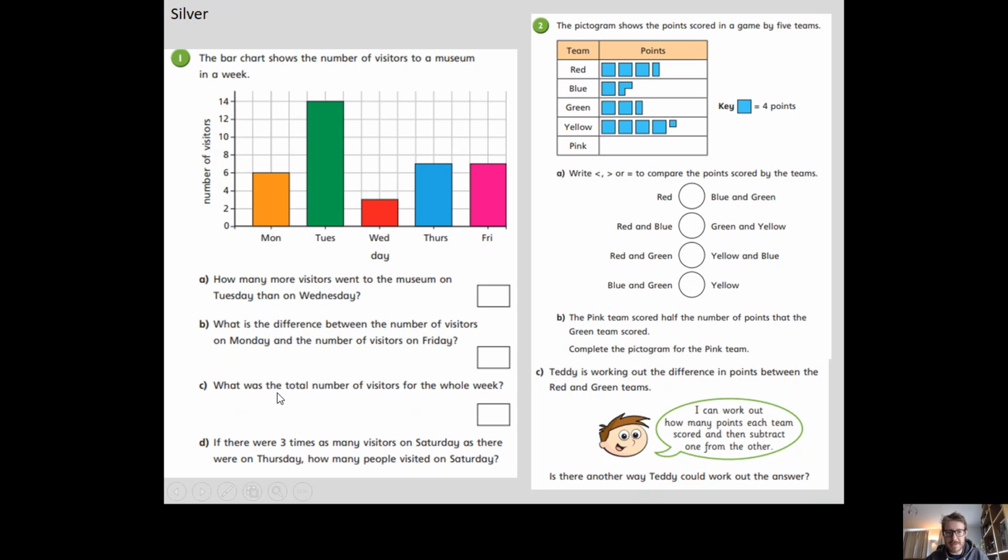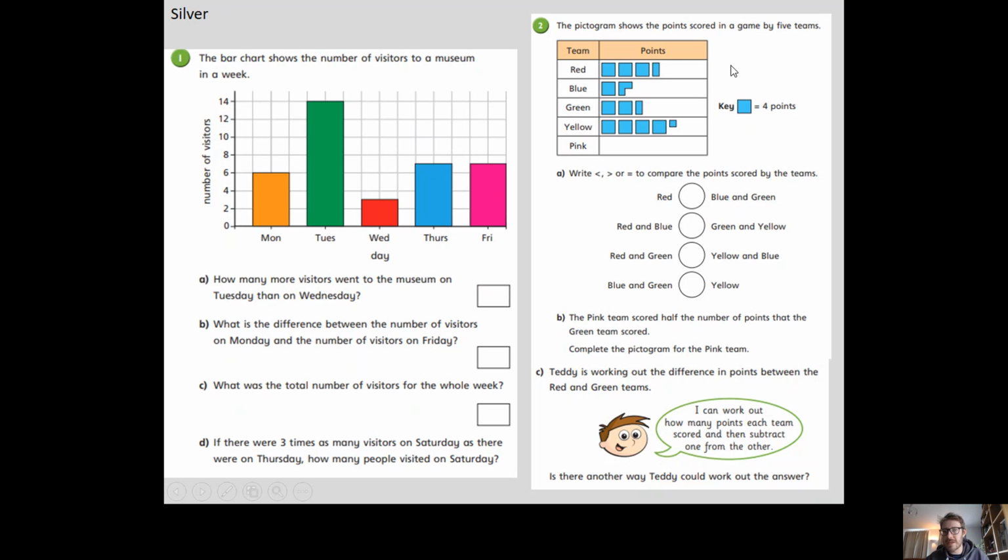The total number of visitors for the whole week: you added all of those together, hopefully. We'll look at the answers in a second. And then, if there are 3 times as many visitors on Saturday as there were on Thursday, how many people visited on Saturday? So look at Thursday, 3 times as many, so multiply it by 3.